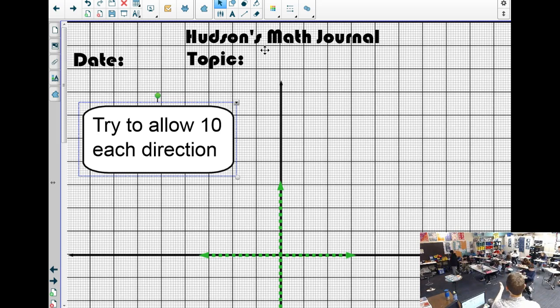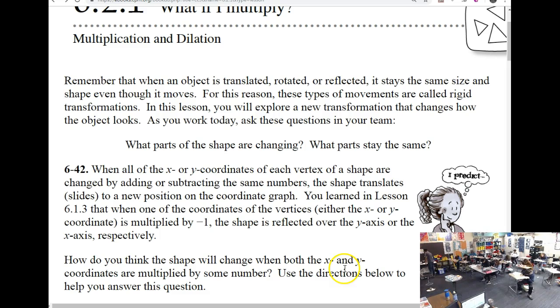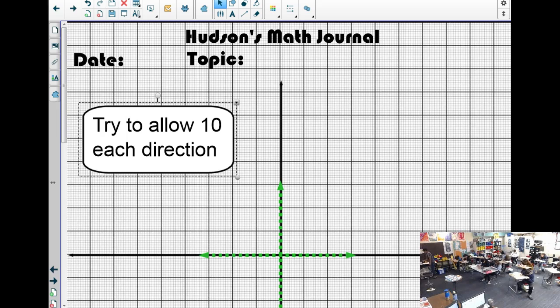We're going to use one graph for multiple problems today. So please put this in the middle of your paper with plenty of space around it. Allow 10 each direction. Now on my screen, I don't think I quite got 10. I got like 9 or 8.5 or something like that, just because my screen is only a certain size. And then I will read while you guys are doing that.